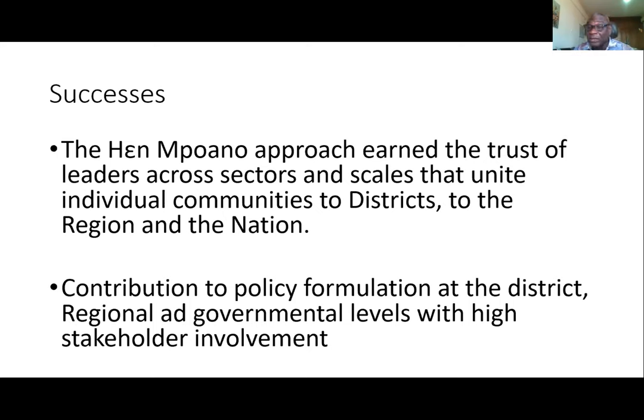I must say that the approach we adopted earned the trust of leaders across all the sectors and skills, and united individuals, communities, districts, regions, and the nation as a whole. I remember at the close of our project, the senior advisor to the president who was present told the whole nation that the nation must follow the Yempuanu approach in order that we will be able to achieve successes along the coast. We made a lot of contribution in policy formulation at the National Development Planning Commission level, and also at the government level. And at some point in time, when you go to the Ministry of Finance, they refer to all coastal issues as Yempuanu issues.